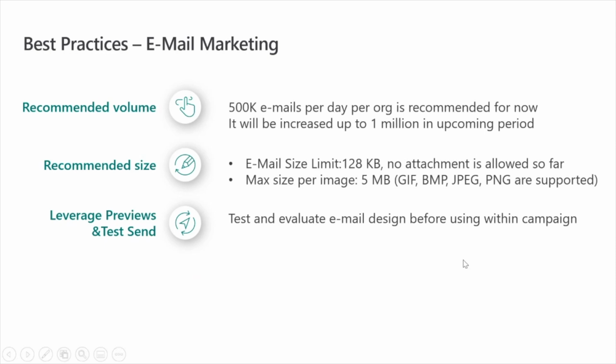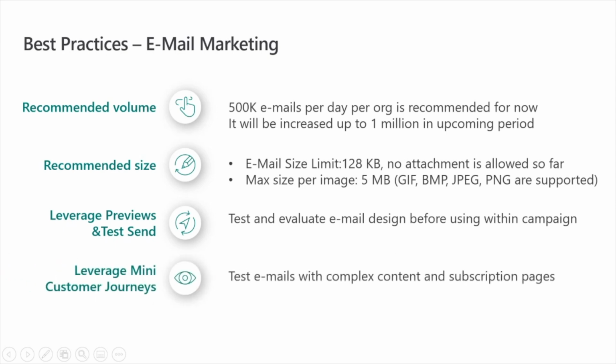However, not all the features work with this preview and test send. For example, you may have some dynamic data from related records and lookups. They won't be displayed in the email content. Another example would be these for-each loops. Those would not be rendered as well. So for these particular scenarios, you can just run some mini or very basic customer journeys where you can target one contact, and then you can do your test runs.